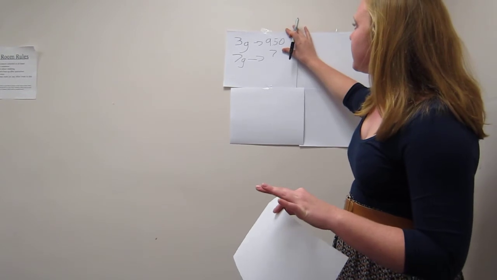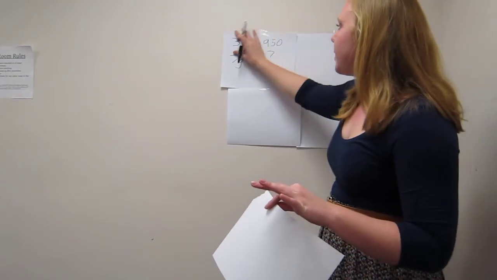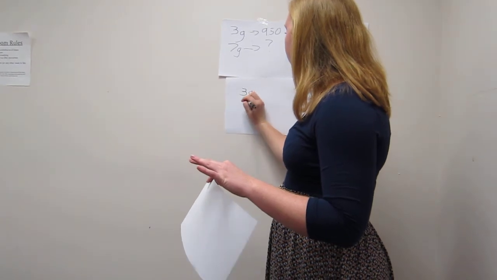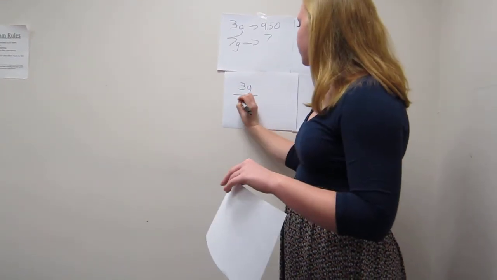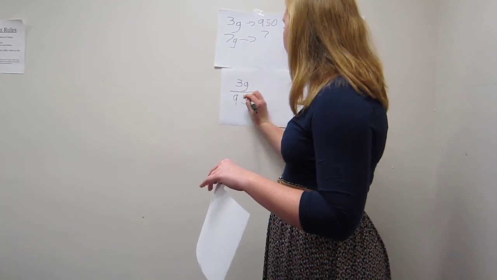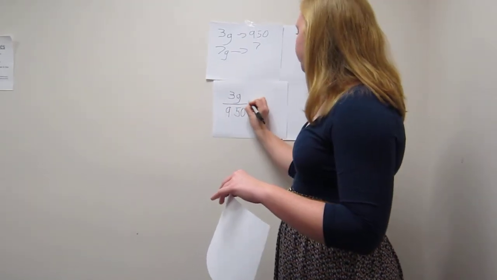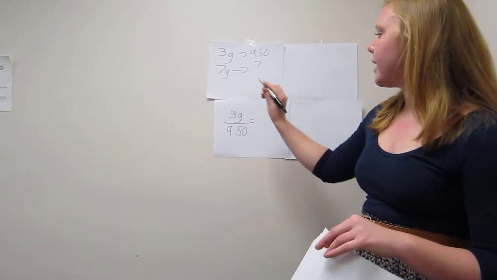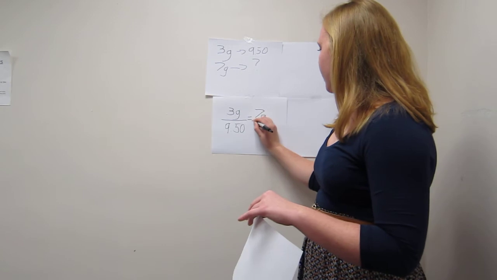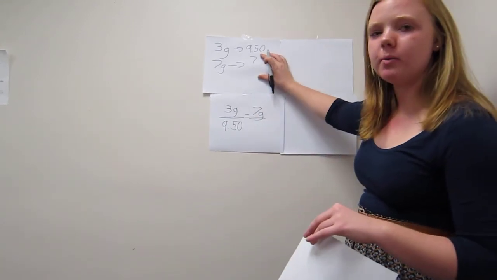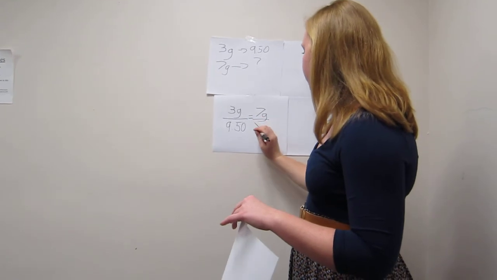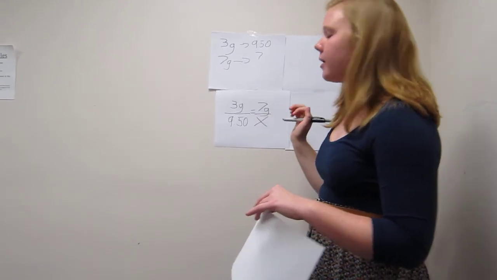So we're going to use this side first. We're going to use the part that we know. So we have 3 gallons that cost $9.50. Okay? And then we have 7 gallons. And when we have a question mark, we talked about this yesterday too, that's going to be our X. This is what we don't know.